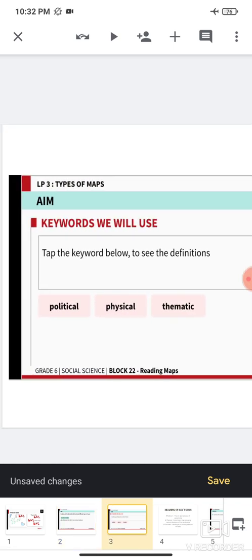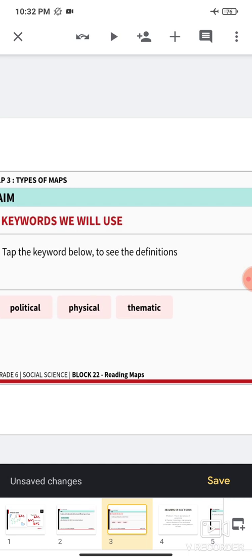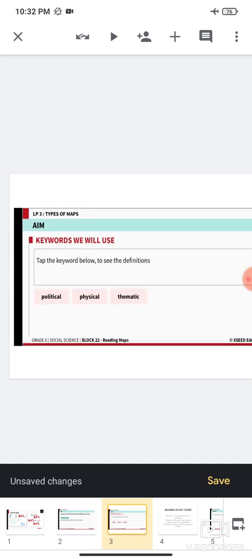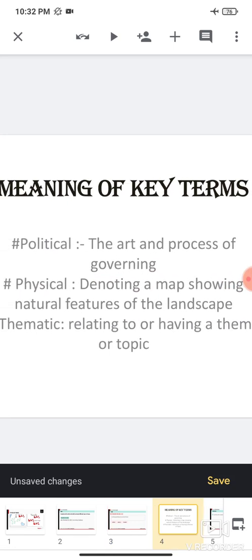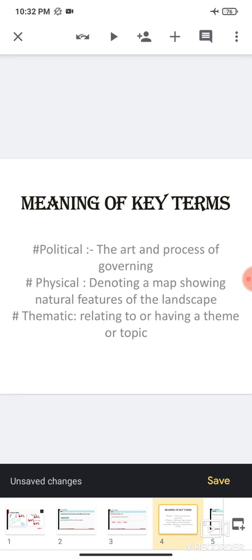Now the keywords for today are political, physical, and thematic. Let's learn the meaning of these key terms. Political means the art and process of governing. Physical denotes a map that is showing natural features of the landscape. Thematic means relating to or having a theme or topic. I hope you are now clear with the meaning of the terms: political, physical, and thematic.